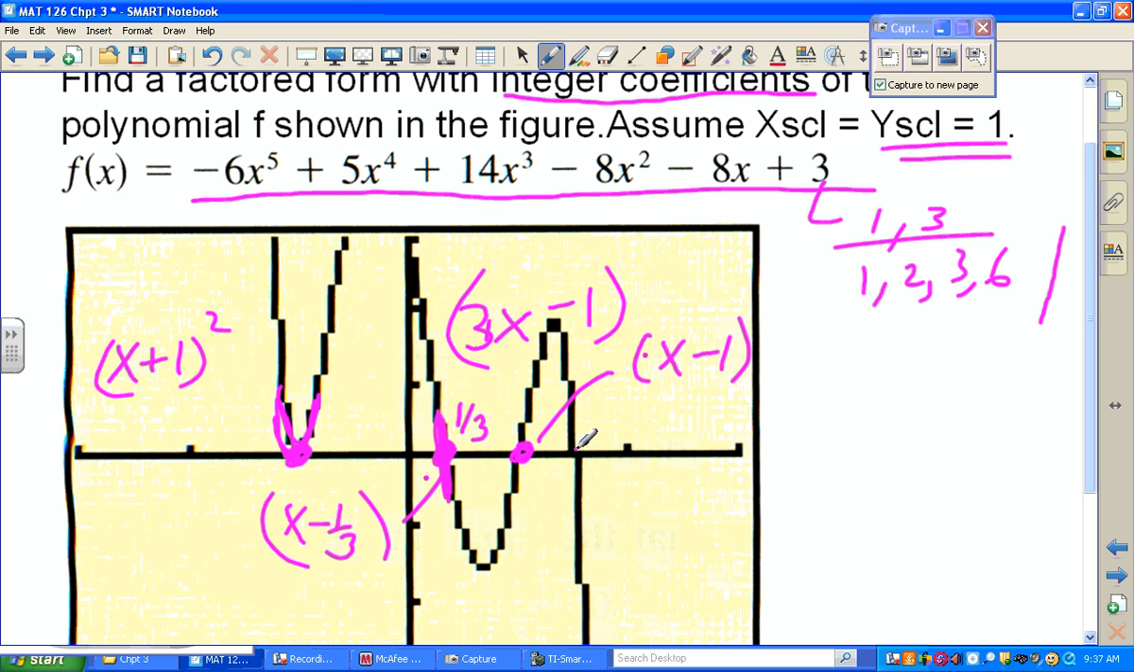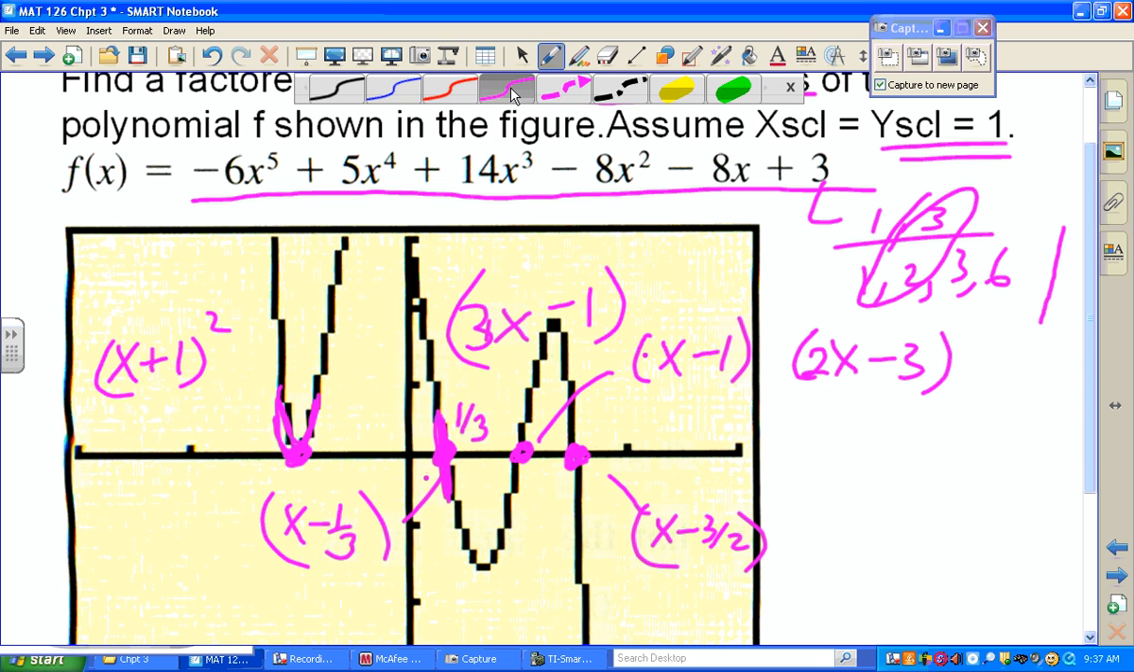Not too difficult. Uh-oh. What do you think that one is right there? 1.5, so it'd be 3 halves. So x minus 3 halves, but it says it has to have integer coefficients. So it'll be 2x minus 3. Does that add up to the fifth? Yep, 3x minus 1. So my answer would be all these that are in the top right here.